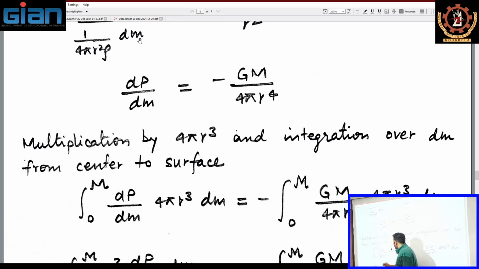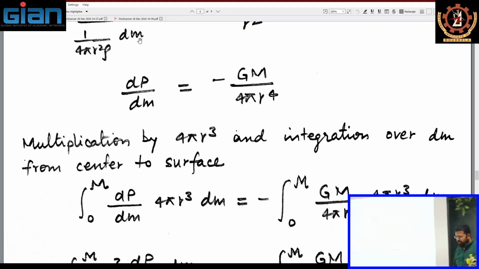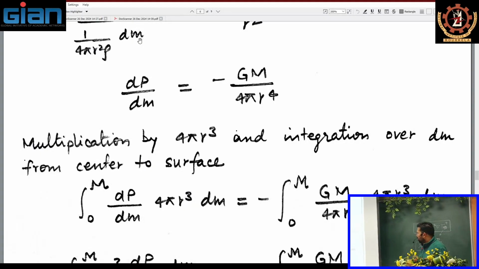So dp by dm, with this multiplication factor 4 pi r cube dm, is equal to minus the integral from the center up to the surface of the star of mass capital M, of G m divided by 4 pi r to the power 4 multiplied by 4 pi r cube dm. Obviously this capital M and this little m are a bit different. I am just making sure that we are integrating from 0 to capital M, which represents the mass of the entire star considered.